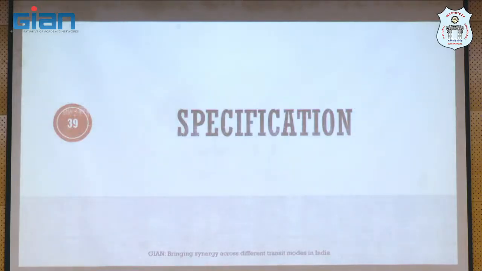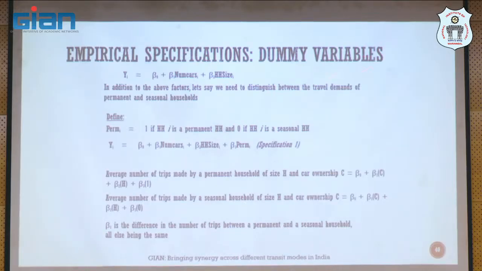Then I want to talk quickly about specification. Here I'm giving you an example model. The number of trips is a function of the number of cars and household size. In addition to this, we also want to capture whether the household is a permanent household or not. So I can add a specification.